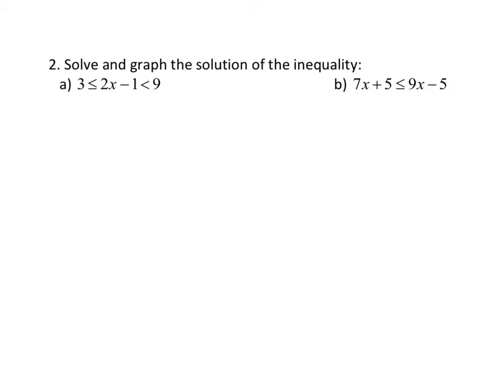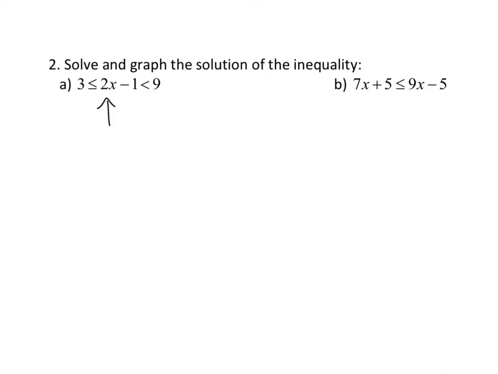And if we have a three-part inequality, like in part A, instead of doing the same thing to both sides, you do the same thing to all three parts of the inequality. But just like with an equation, say there's my variable, I need to get that by itself. So what's happening to my x? First it's being multiplied by 2, and then 1 is being subtracted. The last thing that's happening to x is that 1 is being subtracted, so we want to undo that by adding 1.